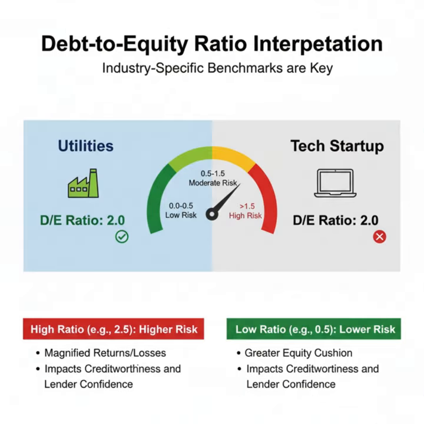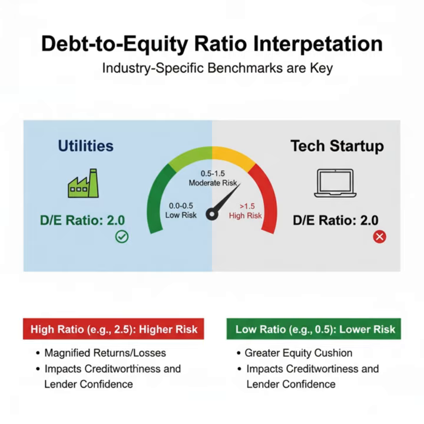Interpreting the debt-to-equity ratio requires nuance, as what constitutes a good or bad ratio varies significantly by industry. For instance, capital-intensive industries like manufacturing or utilities typically have higher DE ratios because they require substantial long-term investments in assets, often financed through debt. A DE ratio of 2.0 might be acceptable in utilities, but alarming in a tech startup. Conversely, service-oriented businesses often maintain lower ratios, perhaps below 0.5.